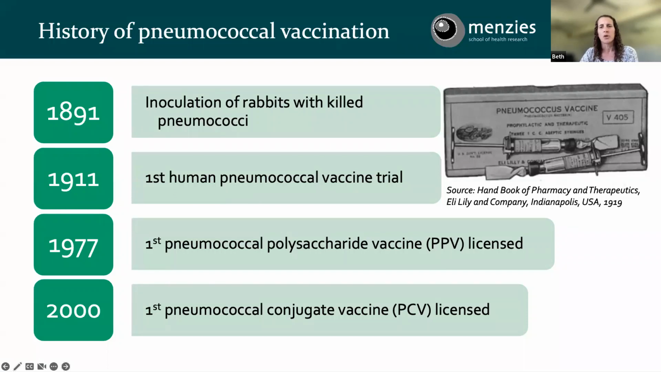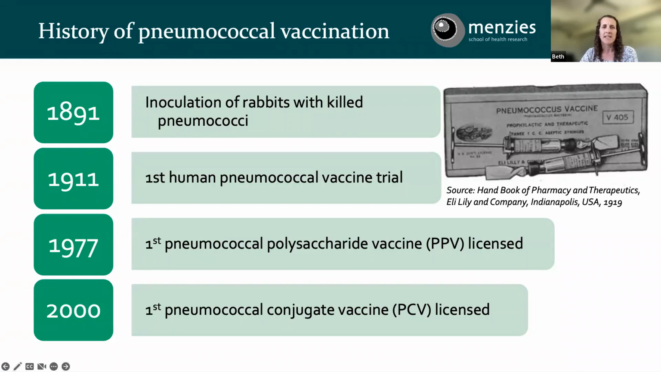The early 20th century brought about the first human pneumococcal vaccine trials. Those used whole-cell heat-killed pneumococcal vaccines, and they were tested on South African gold miners, but they paid no attention to the strain or serotype of pneumococcus that was used in the vaccine.